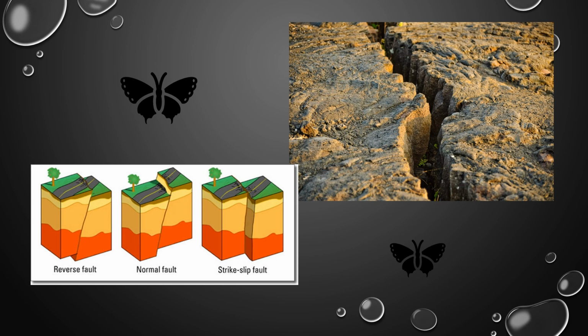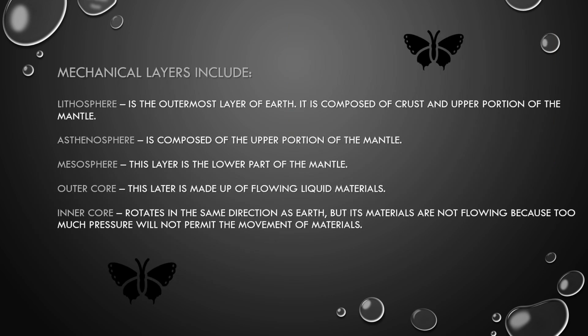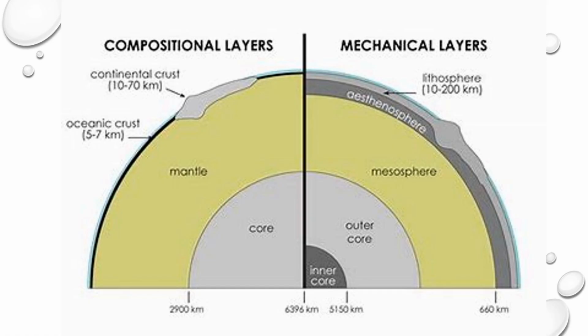The next layer is the asthenosphere. This layer is composed of the upper portion of the mantle. The flow of material is seen in this layer because it is made up of semi-solid materials. The movement is mainly due to convection currents. In convection, hotter materials from beneath the asthenosphere rise and colder materials within the asthenosphere sink to the bottom.